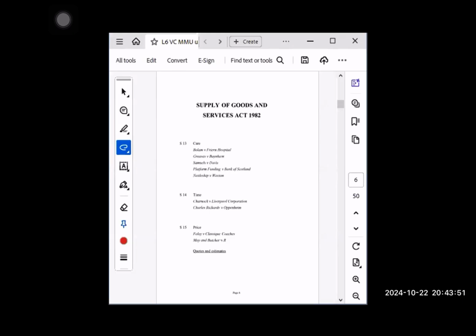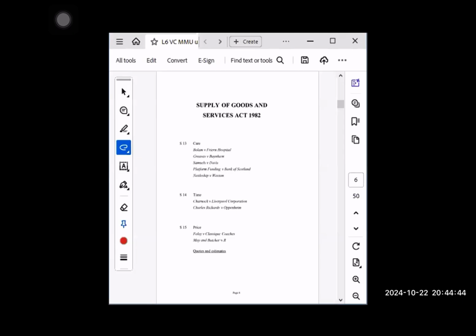Lord Denning, in Greaves against Bainham, he mentioned the case of Samuels against Davis. It's a good case to illustrate the two duties. In Samuels against Davis, a dentist was under a contract to make dentures for a client. The question for the court was whether the dentist must exercise reasonable care and skill, in other words, duty number 1, or is he obliged to ensure that the dentures are fit for purpose, in other words, under duty number 2. The Court of Appeal said that there is an implied term that the dentures must be fit for the intended purpose, in other words, the higher duty number 2 standard.